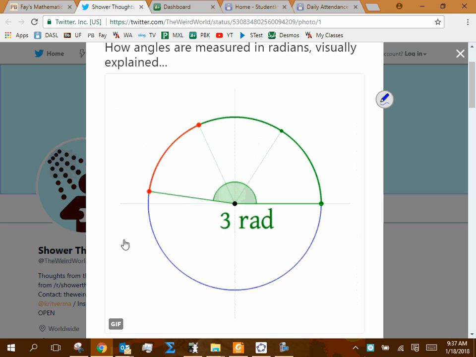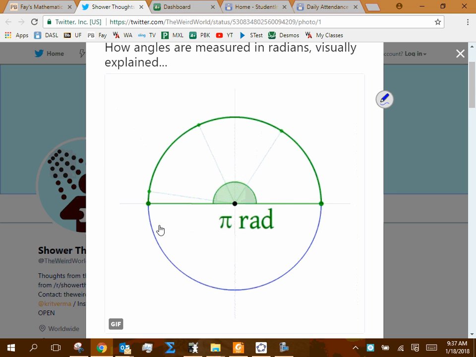okay, from this being an initial ray right here, and this being my terminal ray, we've got that green angle is 3 radians. This little portion right there is 0.14129, whatever, okay? And when I collectively put that with 3, it actually ends up being perfectly pi radians. Okay? Does that kind of make sense?